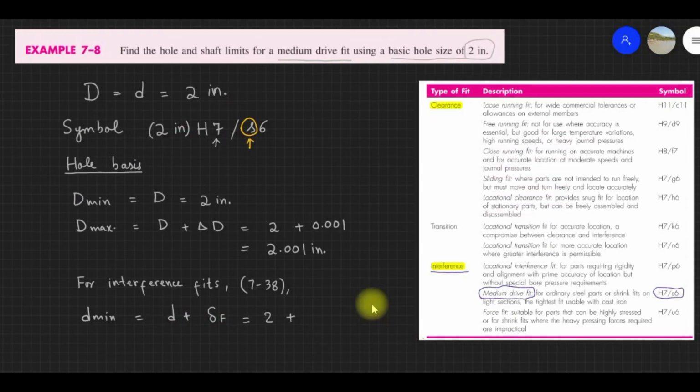So we come back to our problem and we simply write 0.0017, and it will be 2.0017 inches. This is the minimum size of the shaft.